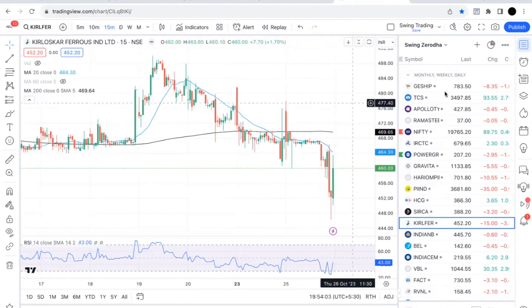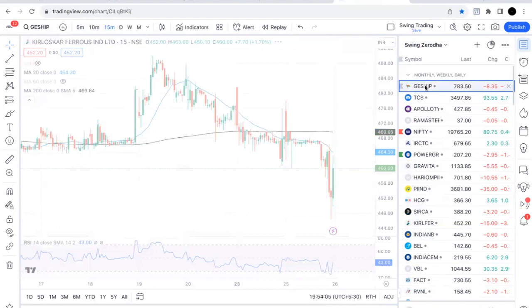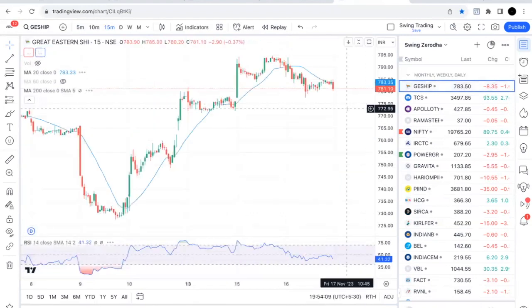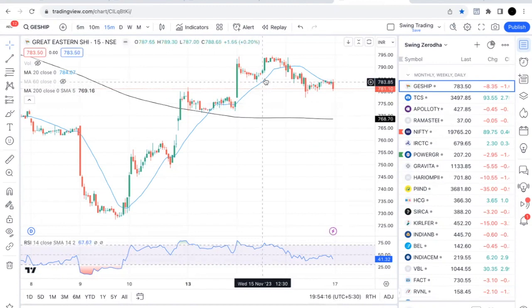Okay, so let me go to GE Shipping, the Great Eastern Shipping, and I'm on a 5-minute chart. Please note that what we have is the 20-period moving average, which I have in blue, and the 200-period moving average, which I have in black. All right. A couple of things that I have shared before in previous videos, I want to just reiterate.